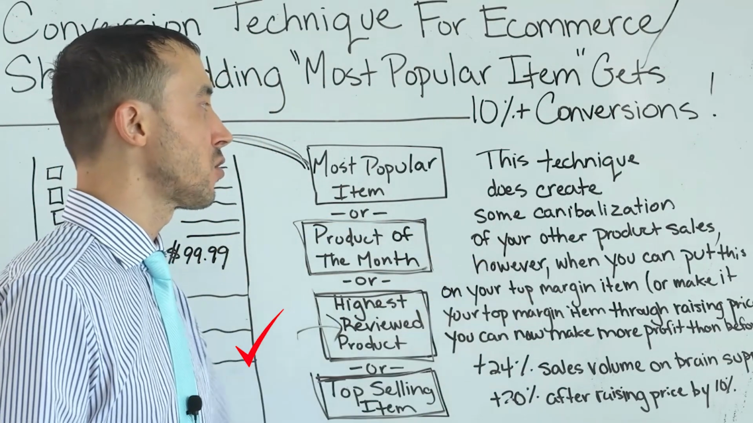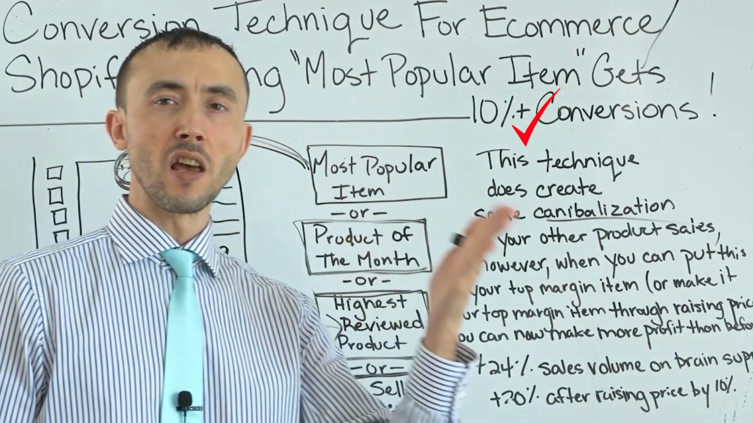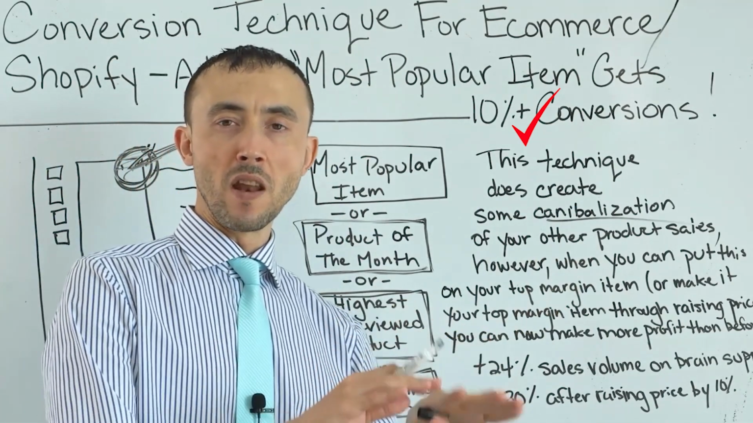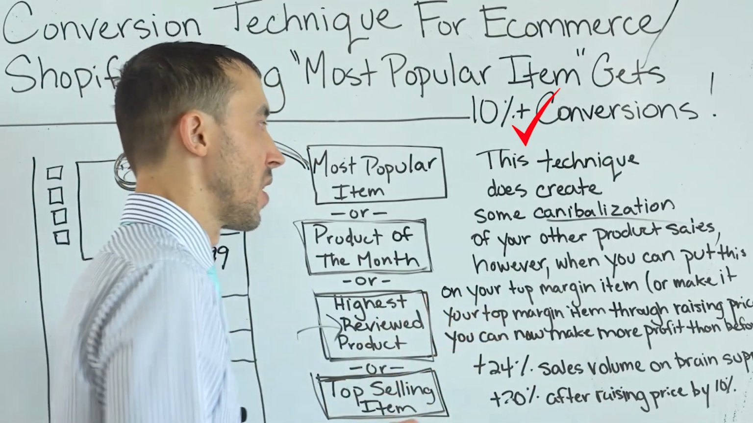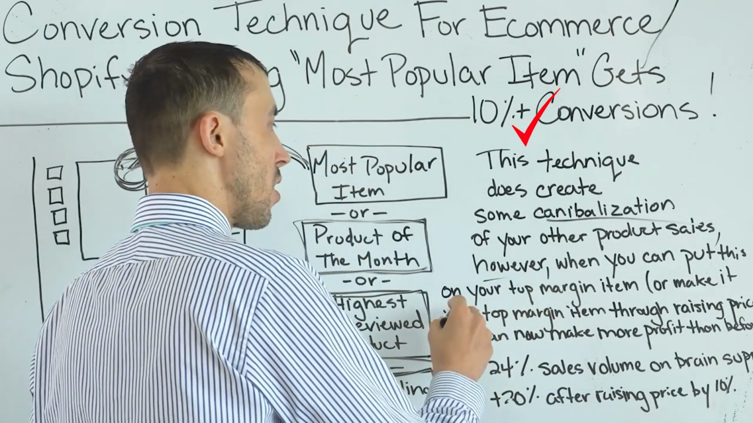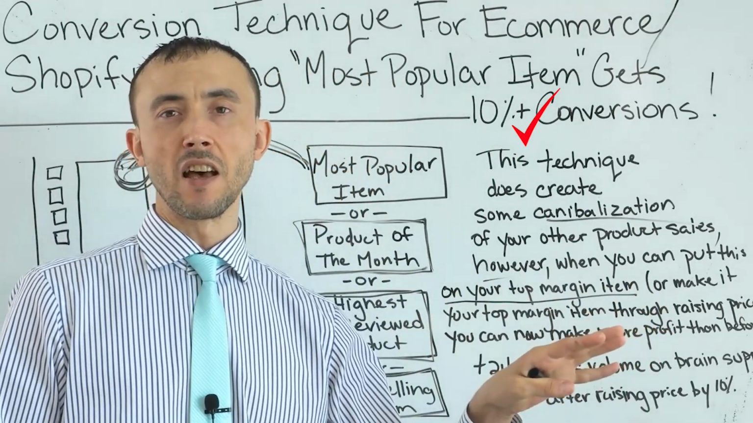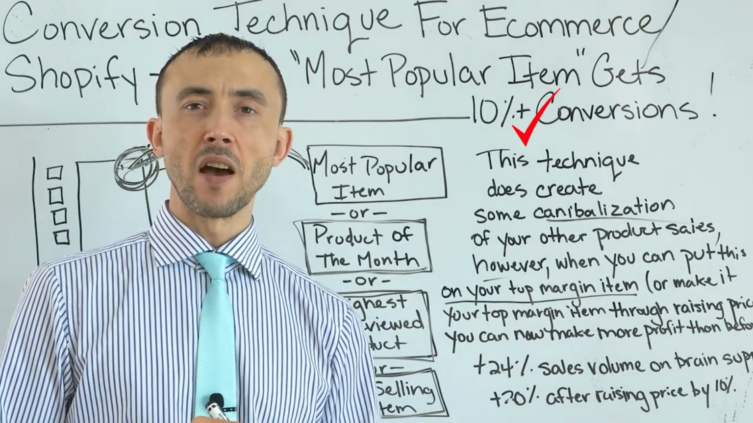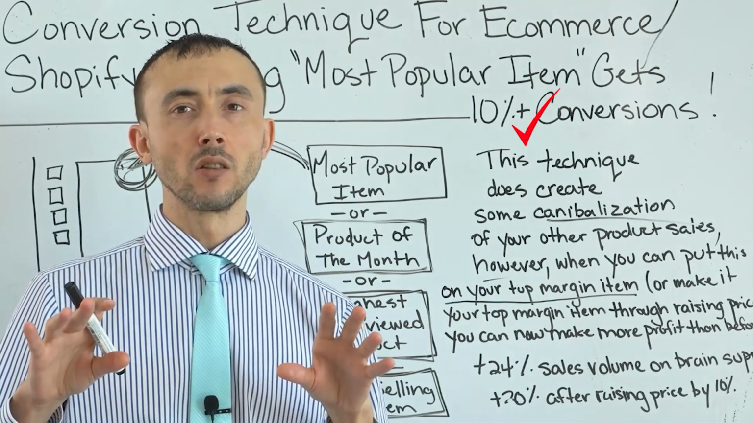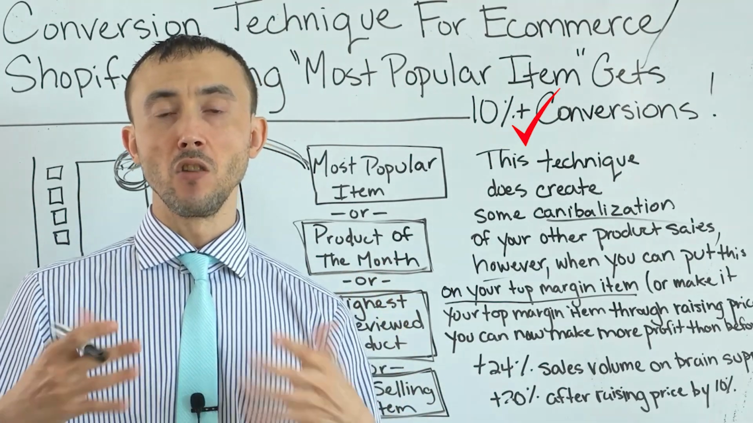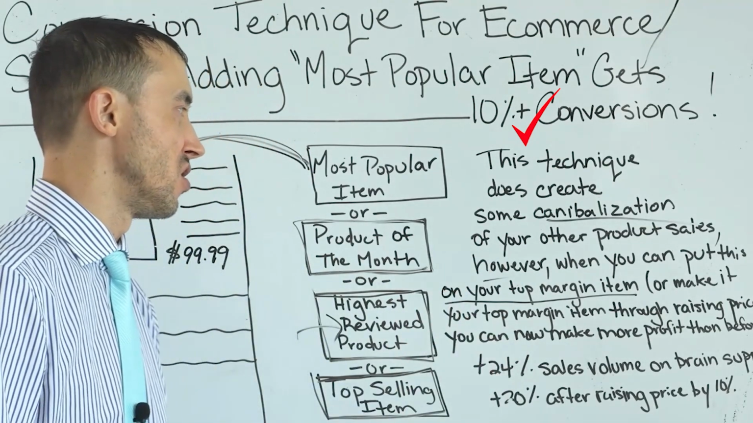Now, this technique does create some cannibalization of your other product sales. Whereas it increases the sales of a certain product, it also will many times decrease the sales you're going to get from other items, naturally. However, if you put this on your top margin item, and you lose 20% of the sales on everything else and get 20% more sales on the one item that has higher margins, you've got a net gain here. And that's about what you should expect from executing the strategy on your e-commerce site.